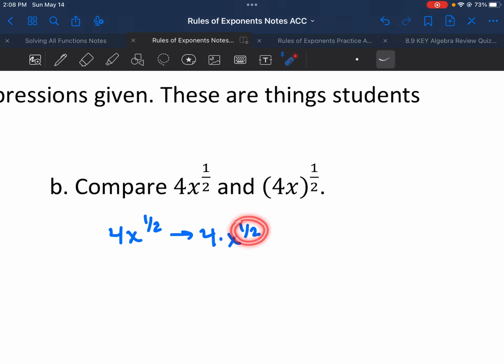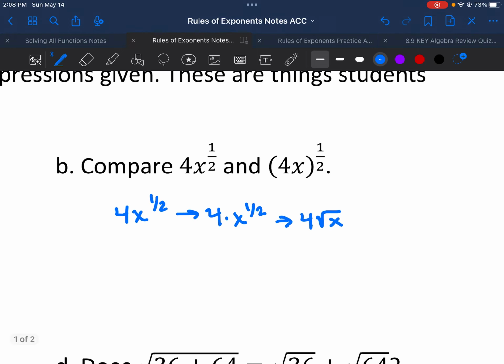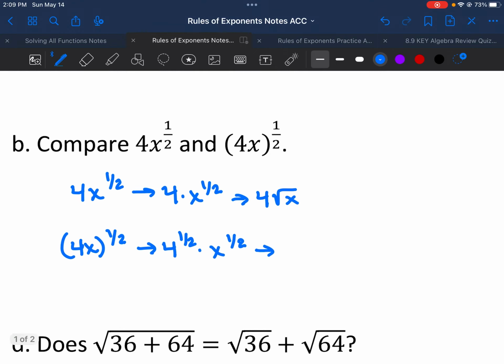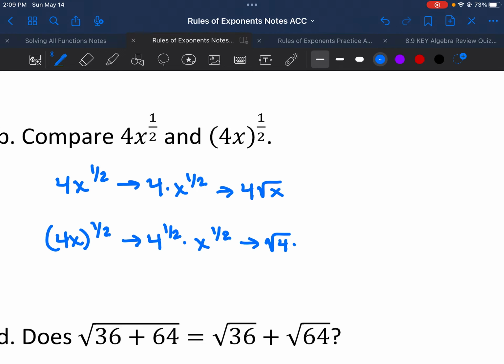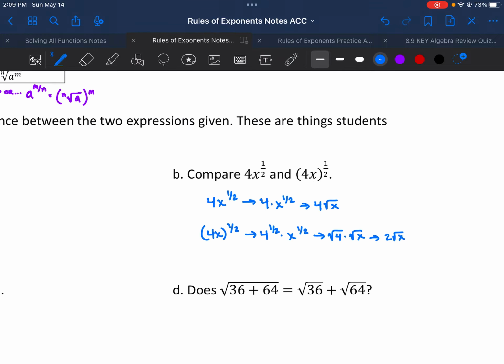And the 1/2 power is the square root. So this is just 4 square root of x. However, (4x) to the 1/2 power, well, we can distribute this 1/2 power into the 4 and the x. This would be 4 to the 1/2 times x to the 1/2. Again, 1/2 power means square root, so this is square root of 4 times square root of x, which is 2 square root x.